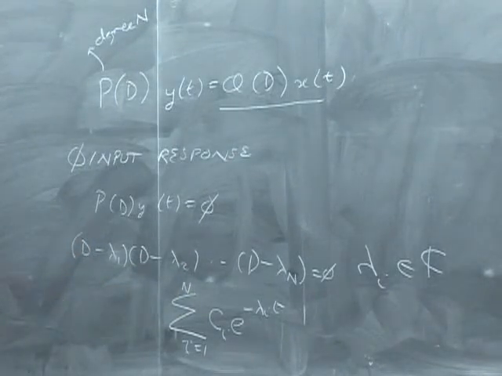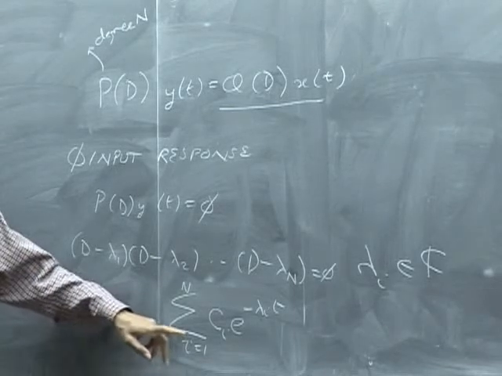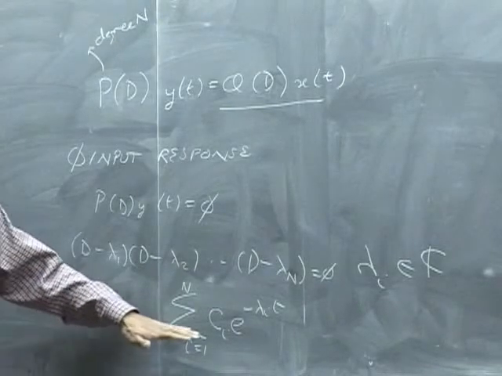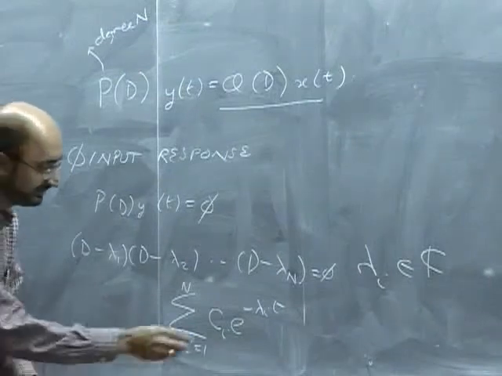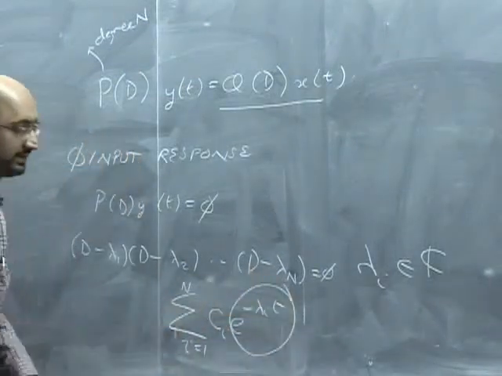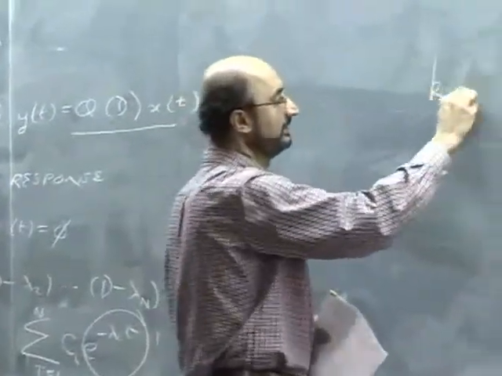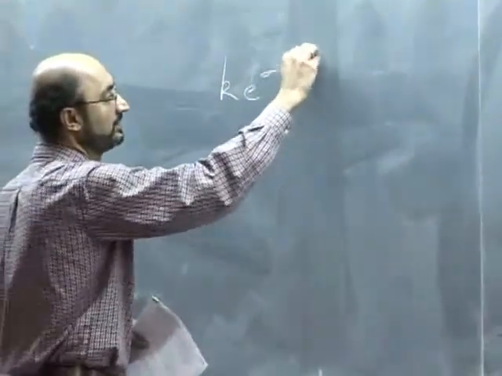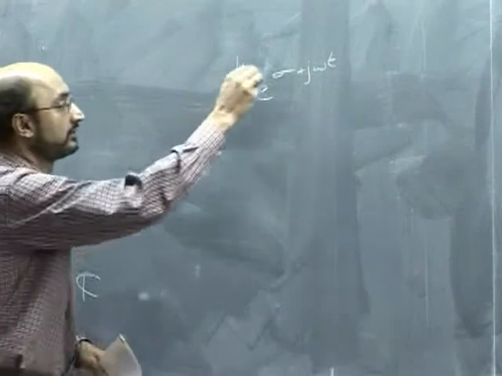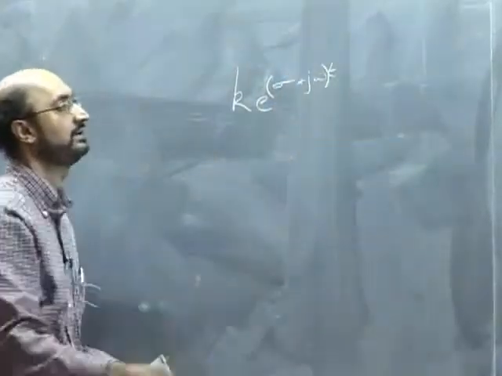And the second thing is that these forms over here, e to the lambda_i t, look like those k e to the (sigma plus j omega) t that we looked at earlier, and in fact they are pretty much that. I should be more careful: sigma plus j omega t. And so these are called the characteristic modes of the system.